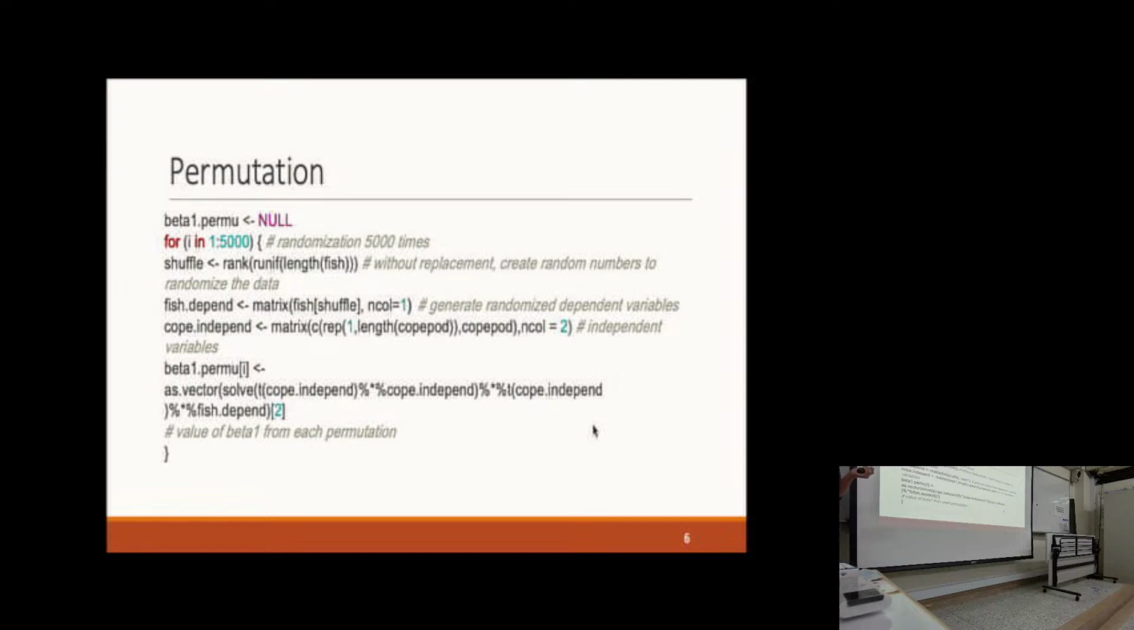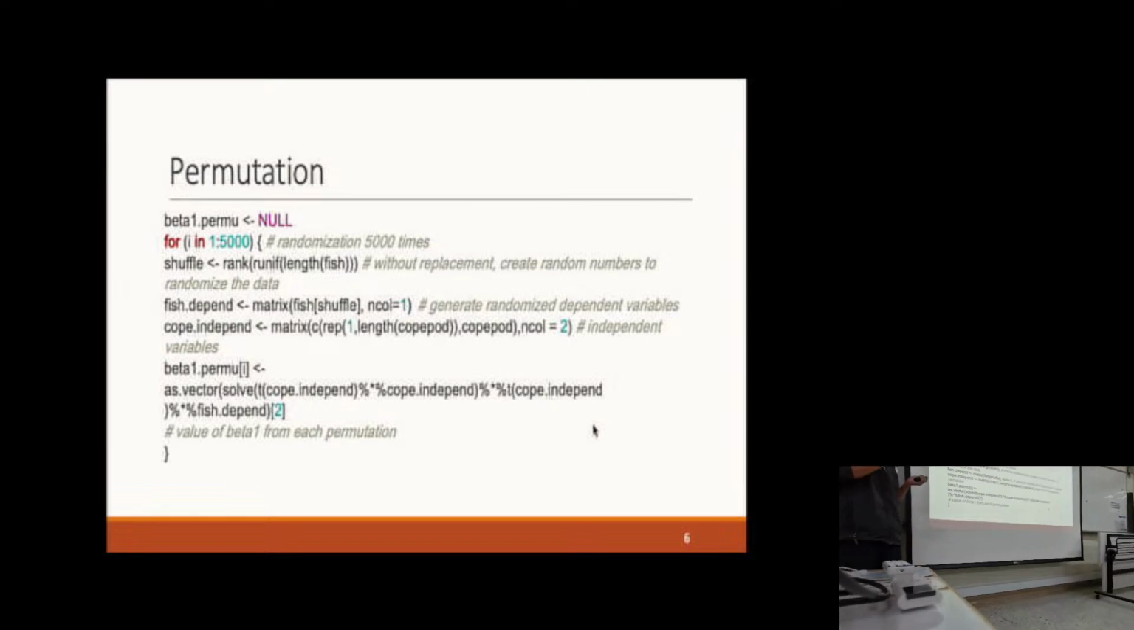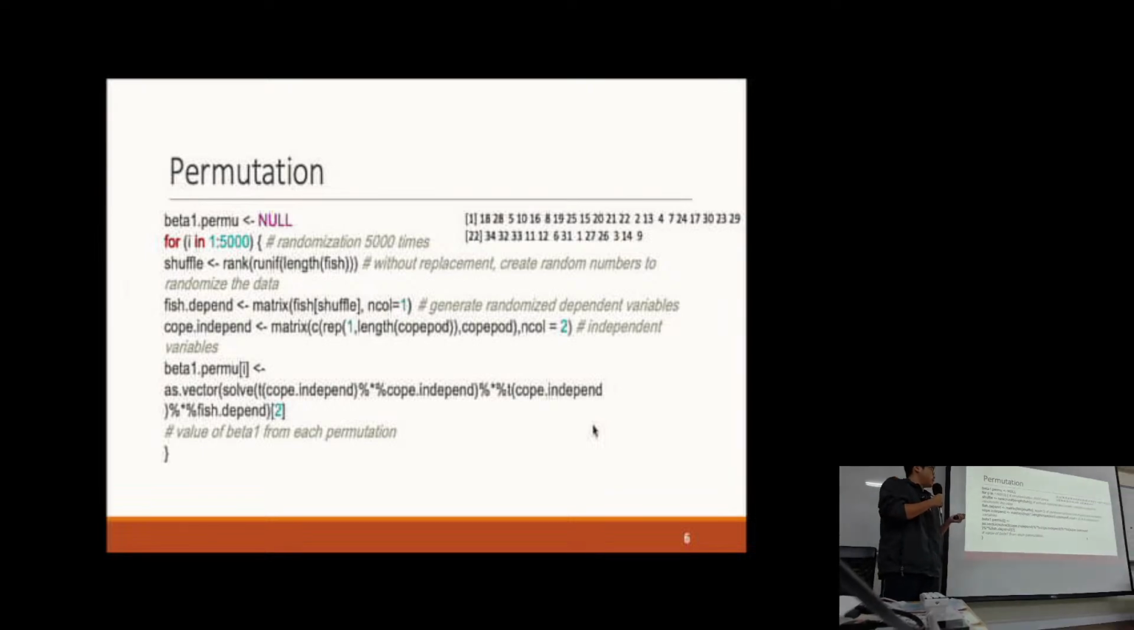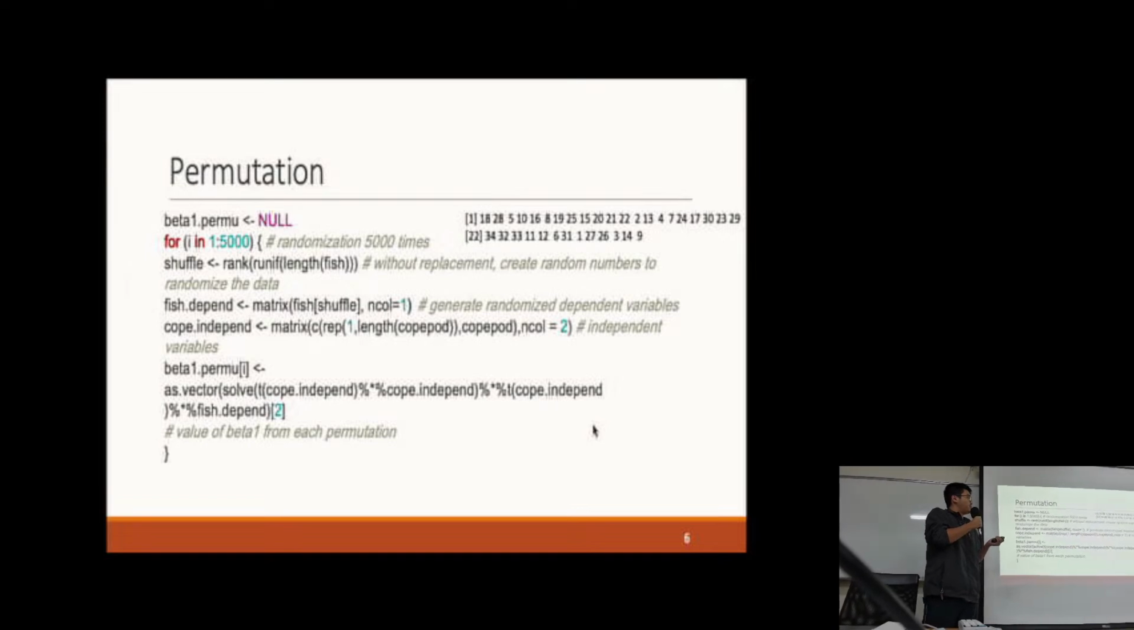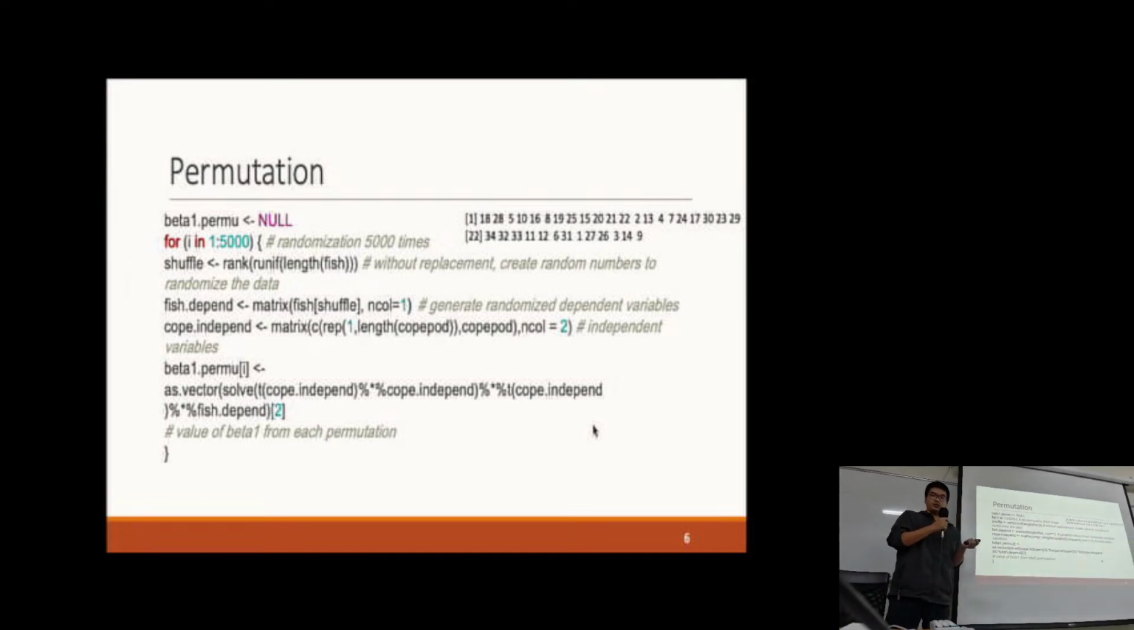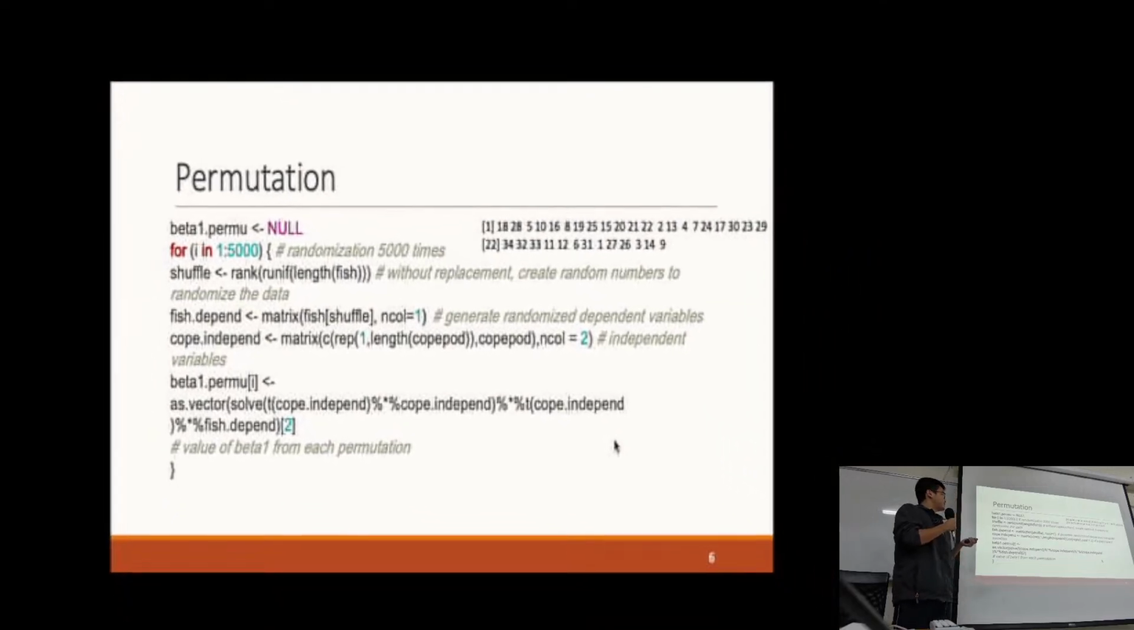First, I use the runif function to generate a random arrangement of the numbers between 1 and 34. And I rank it so I can get the numbers 1 to 34 in a randomized arrangement order.